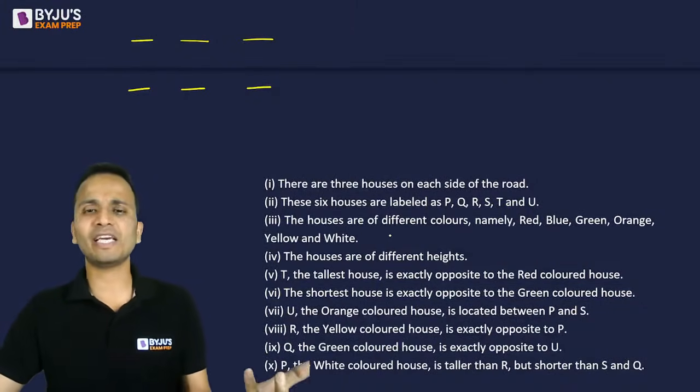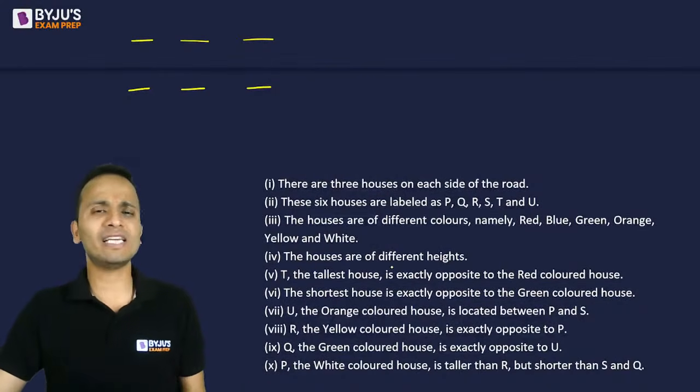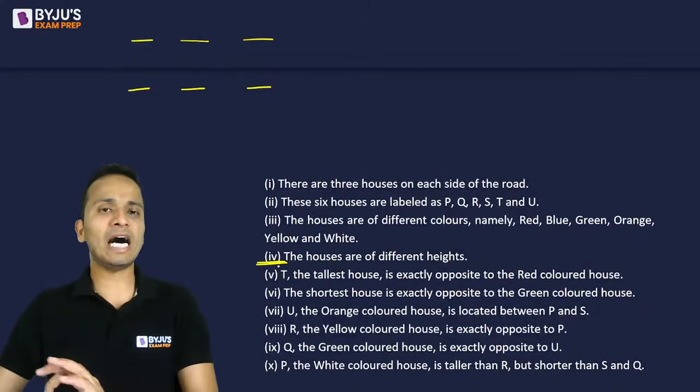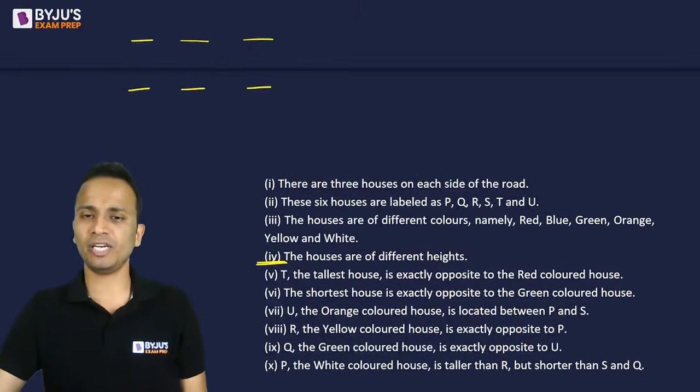So again, we can ignore this right now. The houses are of different heights. So again, it's just information, no condition. Okay. So the first four are absolutely useless. You don't have to worry about the first four conditions.